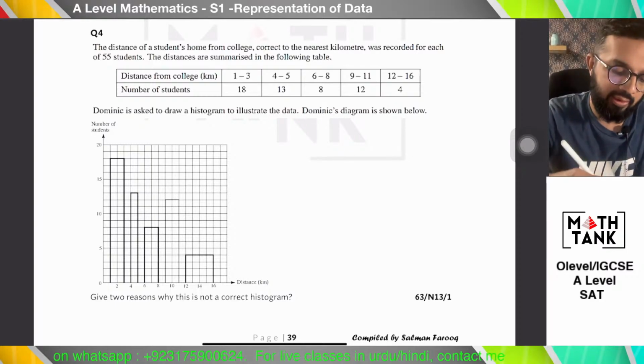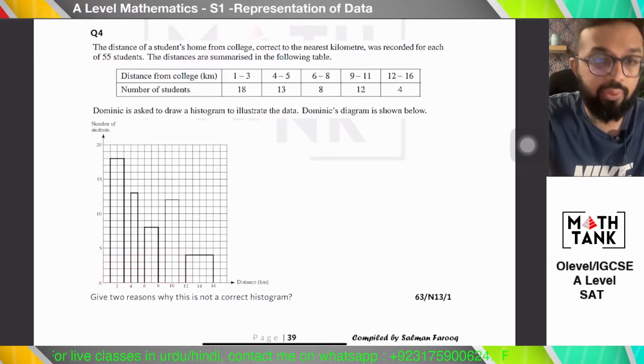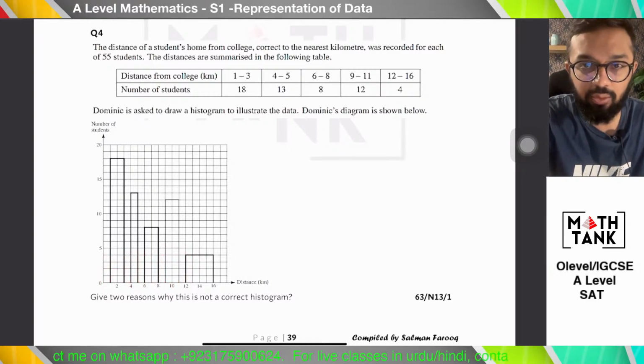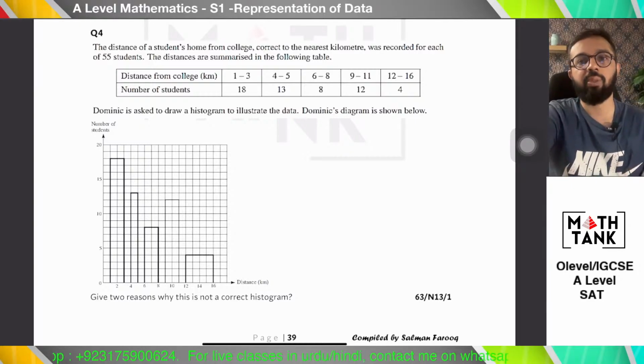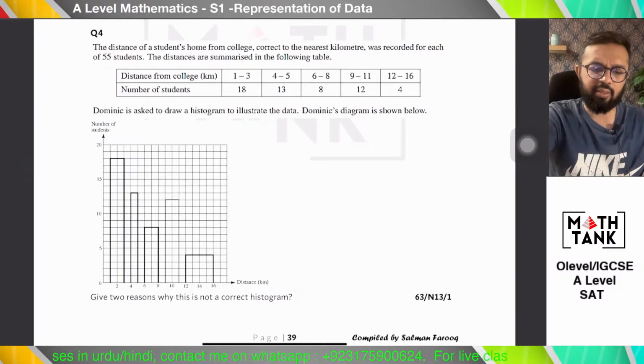You can obviously see that there are gaps in between, meaning that when this person drew the histogram, he did not connect the classes with each other. That's right, the histogram has gaps in between, which means that the classes weren't connected. What is the second mistake that this person has made? Can you spot the second mistake?